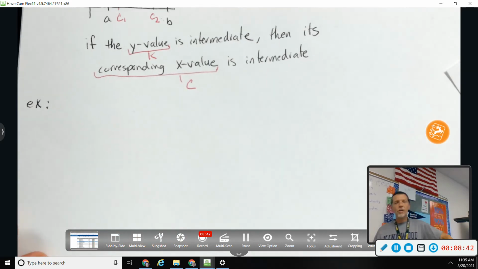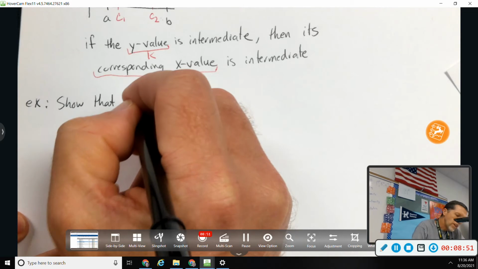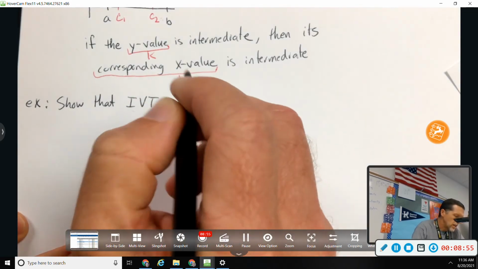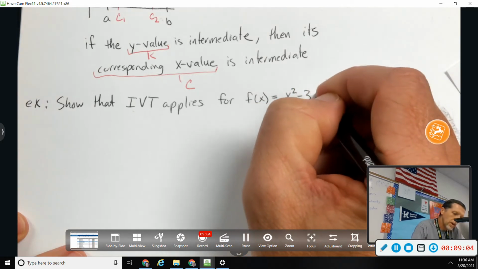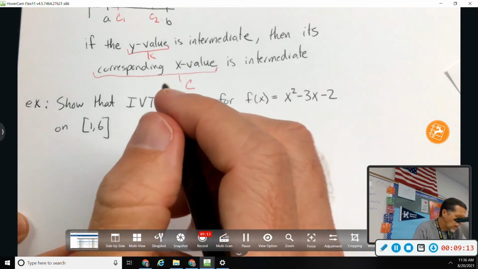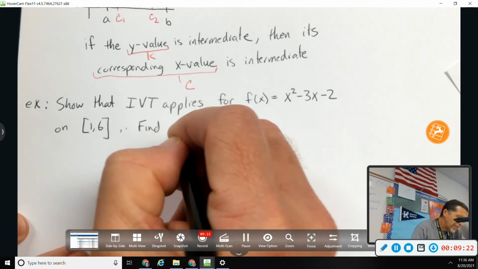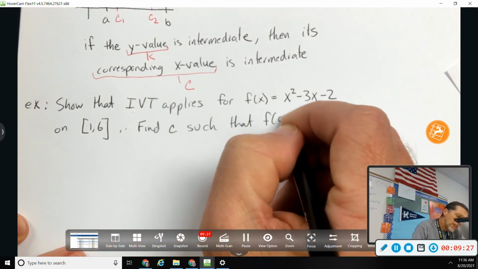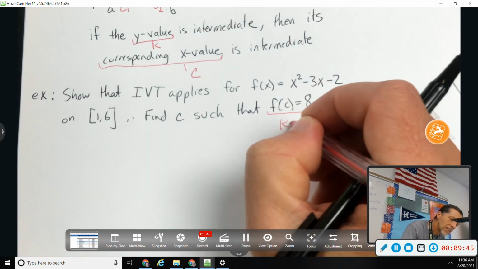Now, here's how we use it. Show that IVT applies for f of x equals x squared minus 3x minus 2 on 1 to 6. Find c such that f of c equals 8. So f of c is k in this case, right? Yes, f of c is k, so k is 8.